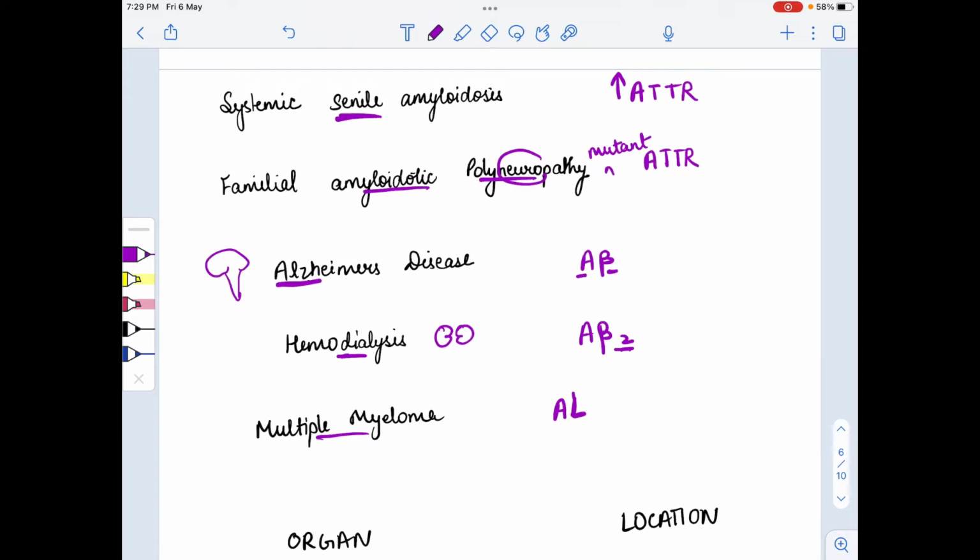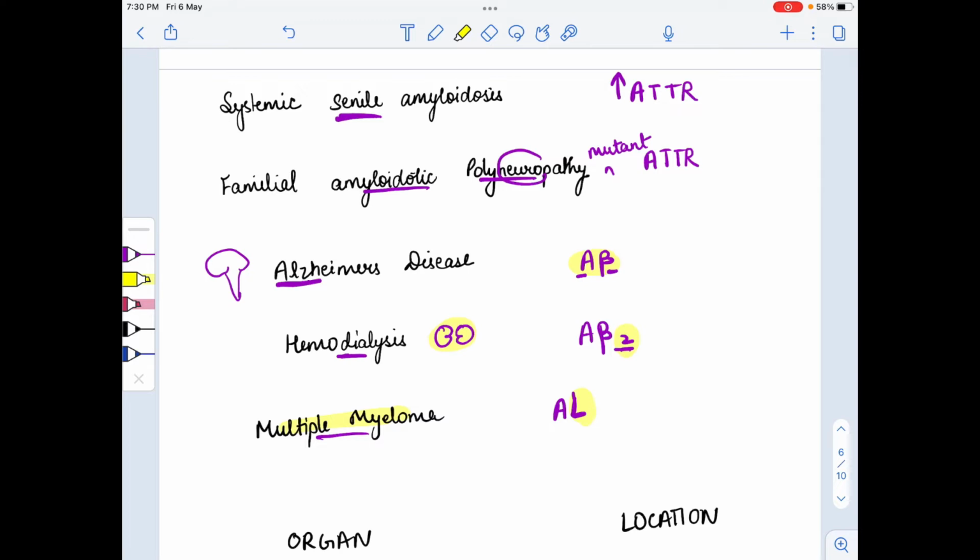Let's revise once again. In multiple myeloma, light chain is deposited. That's why AL is deposited in multiple myeloma. In hemodialysis, we all have two kidneys. That's why 2 is there. So for kidneys, we have two kidneys, and A beta 2 type is deposited. While for Alzheimer disease, we all have one brain. That's why A beta is deposited.